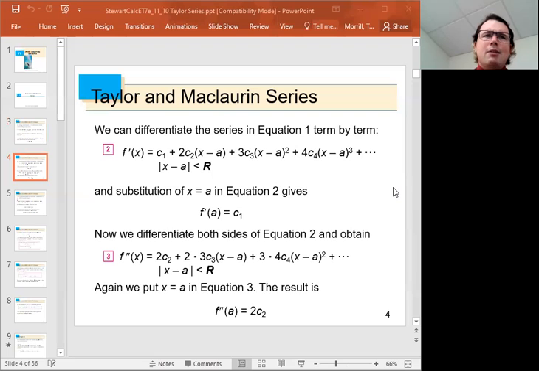Again, this is just the power rule that I was using in my previous lecture. And let's try plugging in x equals a again. Then the derivative of my power series, evaluated at x equals a, is my second coefficient from the original power series. And I can keep going. Let's see what happens next.